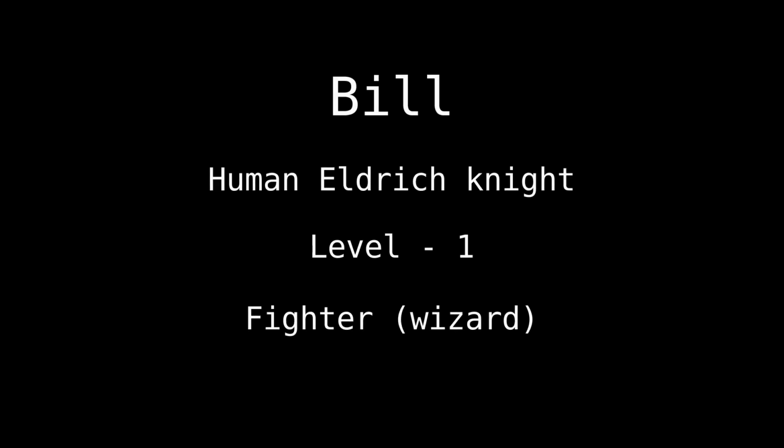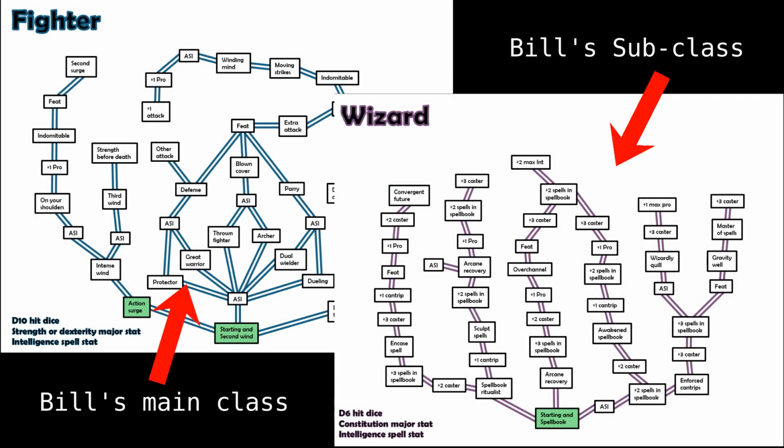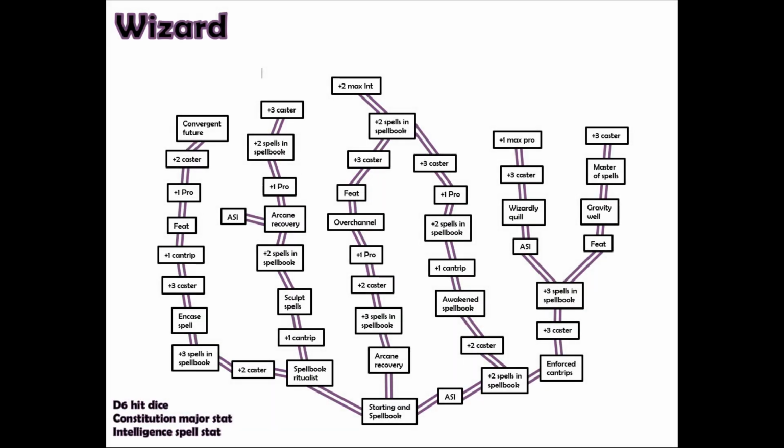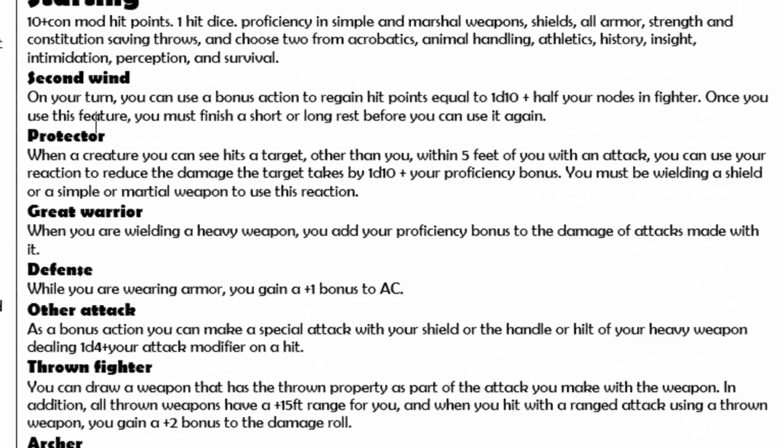So in my example class I'm building here, Bill is a level 1 character who is a fighter with a subclass of wizard. Do keep in mind that wizard is a full class in its own right, and this is basically just a fancy way to multiclass, but it has special benefits that we'll go over as we level up more.